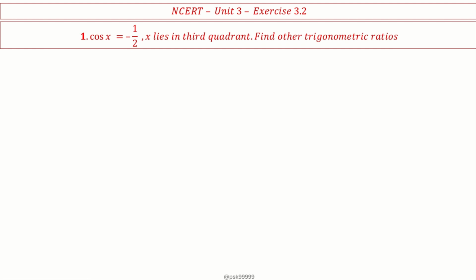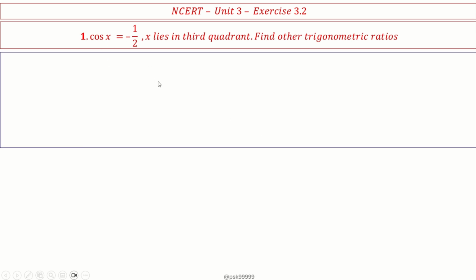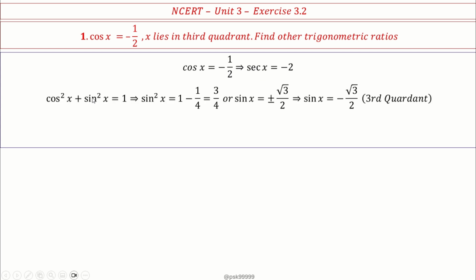Okay. One of the typical questions which comes is, you will be given one of the trigonometric ratios and have to find the other ones, right? So cos x equal to minus 1 by 2. So you need to know the relation of one trigonometric ratio with the others. Okay, cos x is minus 1 by 2, so secant is minus 2. And you can apply cos square plus sin square x equal to 1. From that you will get the sine value.